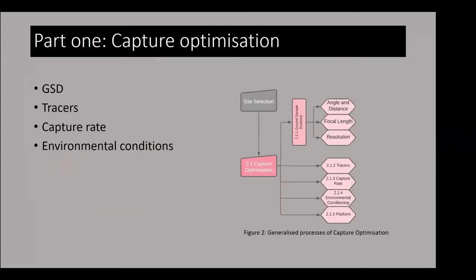So starting with stage 1, capture optimization. It's been further broken down into 4 subheadings, starting with ground sample distance, or GSD for short. As I discuss each of these subheadings, I'm going to try and go into a little bit of depth about what they actually mean for velocimetry, and I'm going to provide some figures and diagrams where possible.